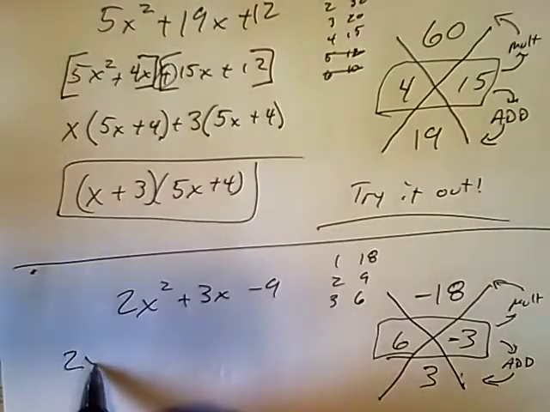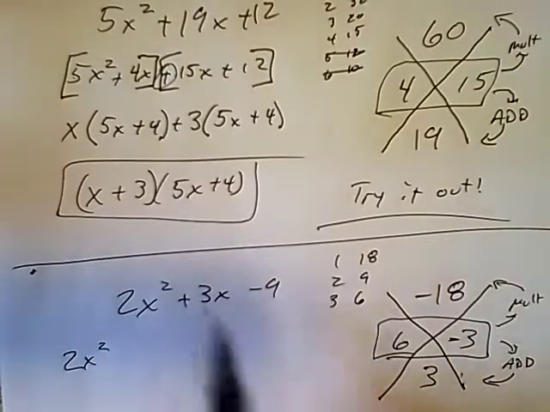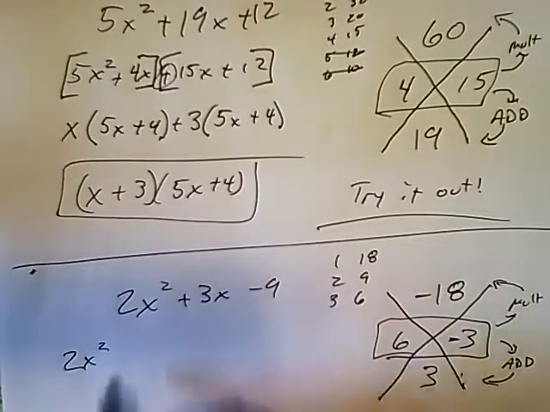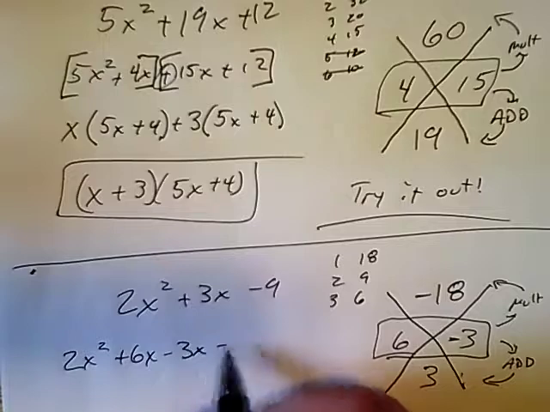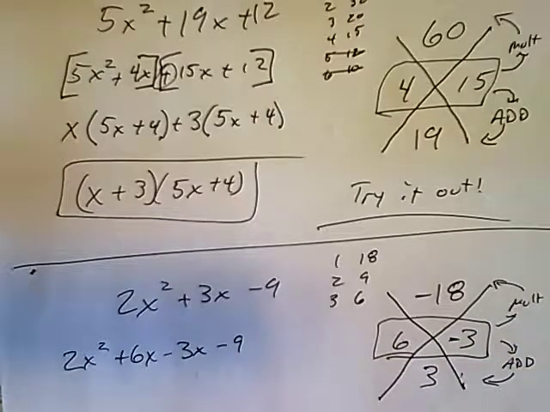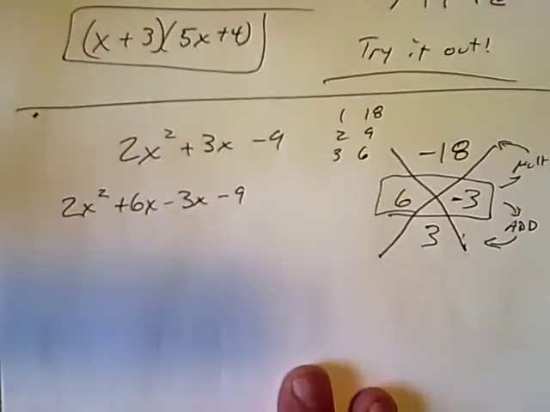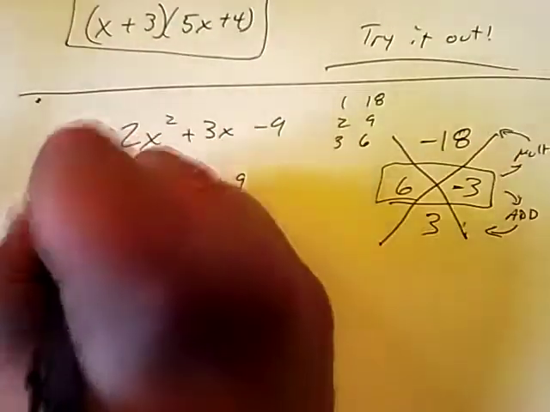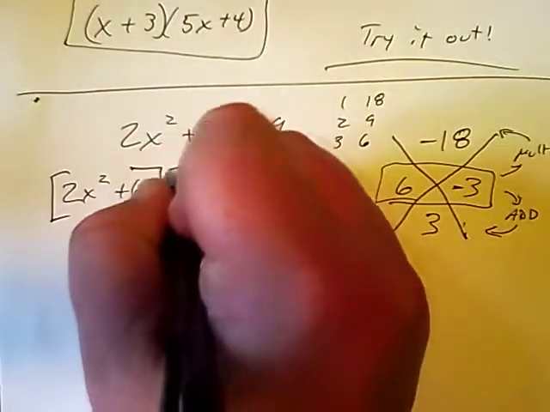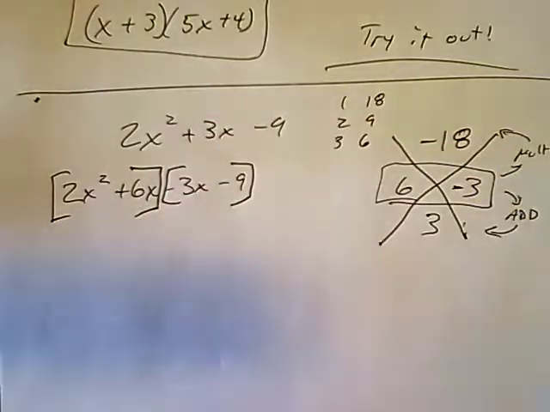Now I get to split the middle with 6 and negative 3. So here we go, 2x squared, and that middle term is no longer there. I'm going to put a plus 6x minus 3x minus 9. And now we got to go factor by grouping. I want this group here, and include my sign.